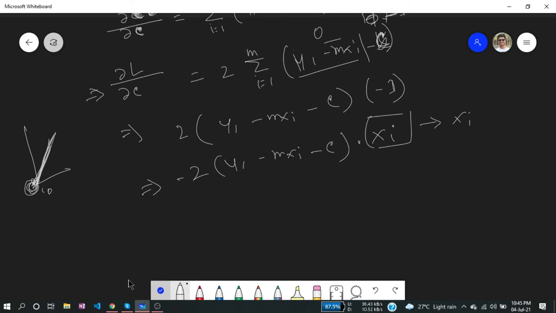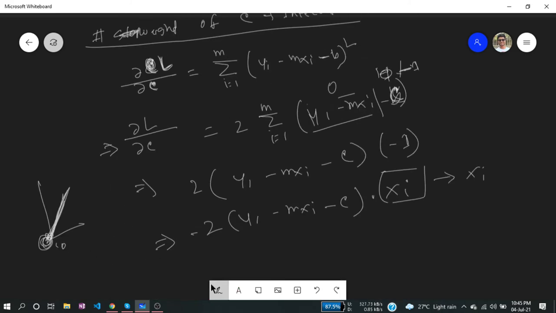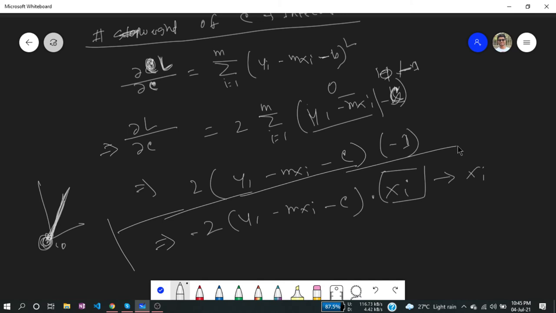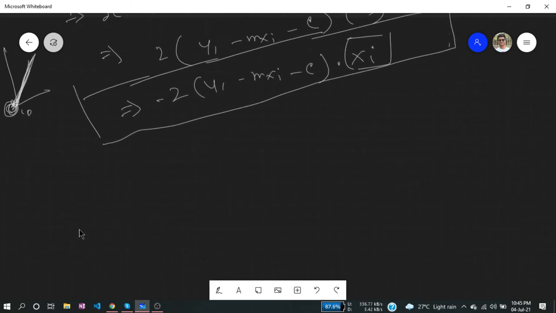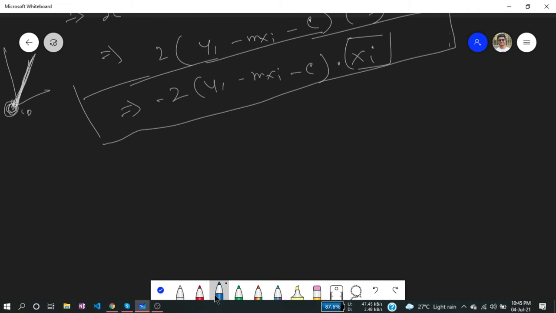Now this is the formula for c. Now let me remove that, because we will utilize it when we call it. Now what is my update rule? Weight update rule. So the weight update rule would be c new equals c old minus the learning step.